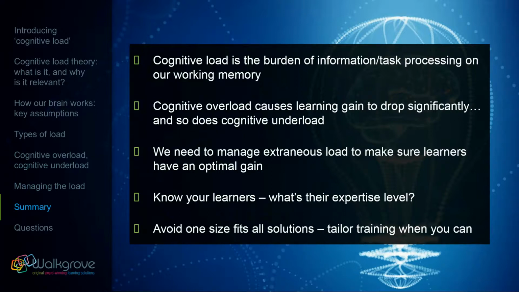So just the high level things is cognitive load, what it is, it's the burden of things on our working memory. So you don't need to think about what we've got that are already processed and already set away in our brain, but it's what we've got that's working memory. Cognitive overload causes learning gain to drop, but so does cognitive underload. So we really need to hit that sweet spot in the middle. Don't overload learners and don't underload learners.